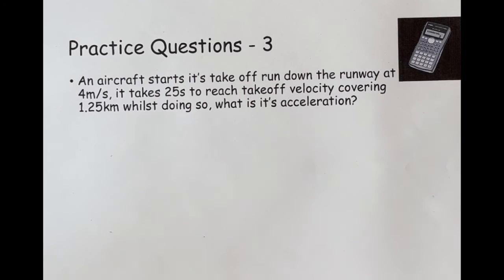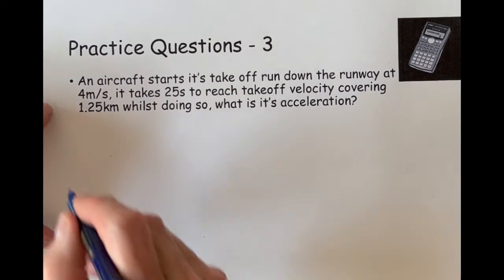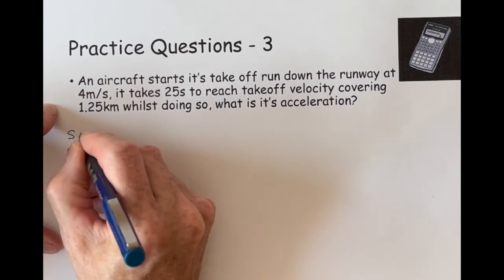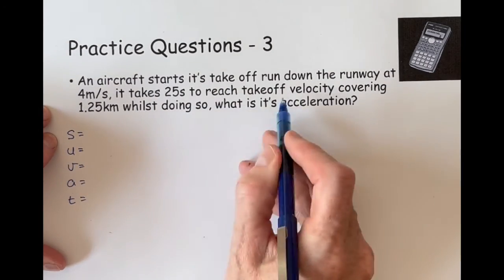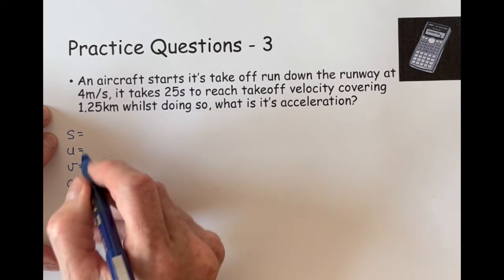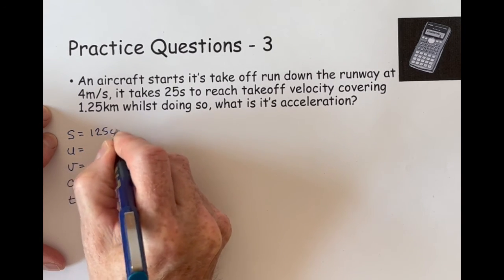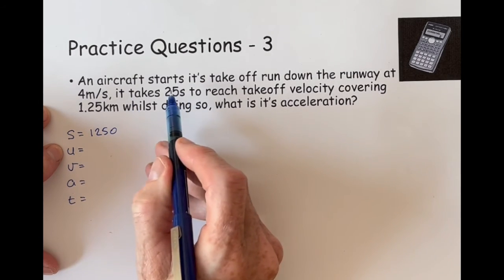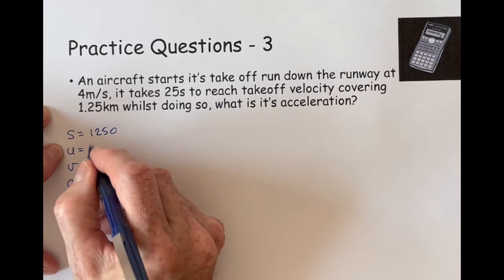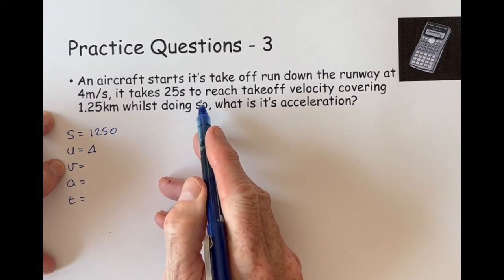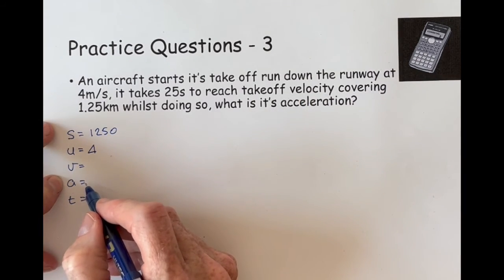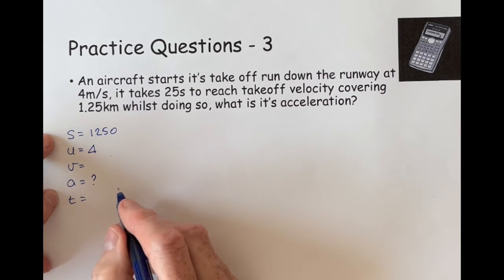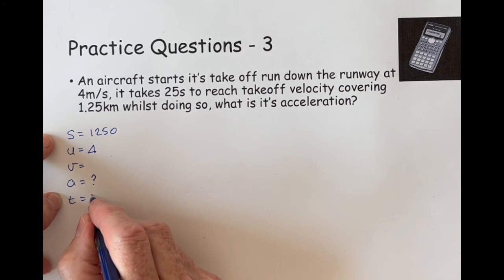So again, we sit down, we take our time, we go through it methodically. Let's write out the SUVAT letters to the side, and then we can put the numbers in. So the distance is 1.25 kilometres. Multiply that by 1,000, 1250 metres. U is the initial velocity, which is 4. We're not told the takeoff velocity, v, or asked to find it, so we leave that blank. We've got to find the acceleration, and we're told it takes 25 seconds.